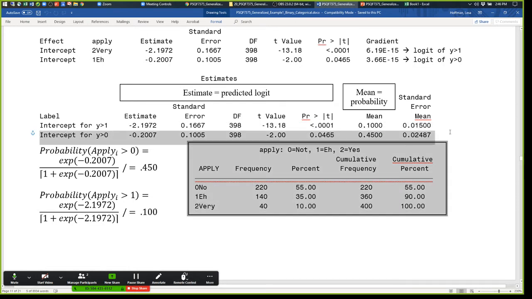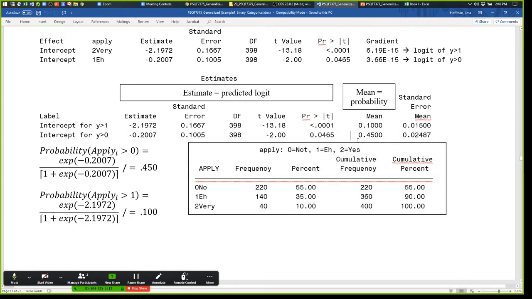The other submodel is the logit of a maybe or a yes. So moving off of 0 to something higher than 0 corresponds to a probability of 45%. So it's these two numbers put together. The logit of something higher than 0 gives a probability of 0.45. Just lumping them together.